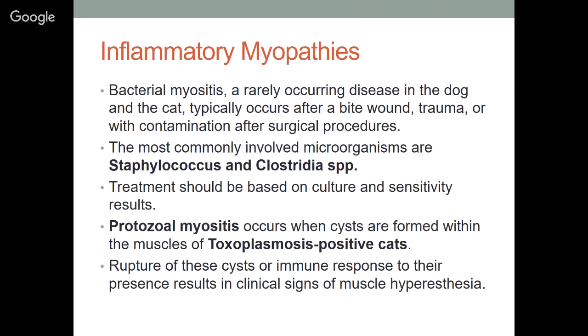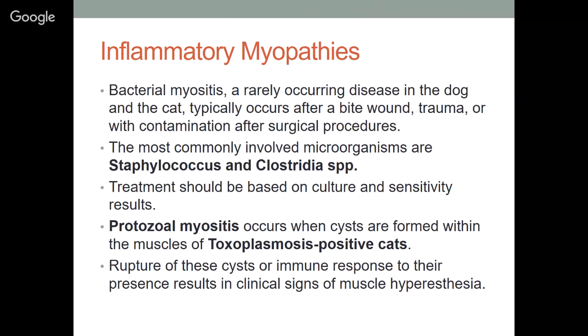occur after a bite wound, trauma, or contamination after surgical procedures. The most common bacteria that we find in those are Staphylococcus and Clostridia. In large animals, the most common ones we find are the clostridial species. Remember, anthrax, blackleg disease, tetanus, those are all clostridial species that cause myopathies. Treatment should be based on culture and sensitivity results.